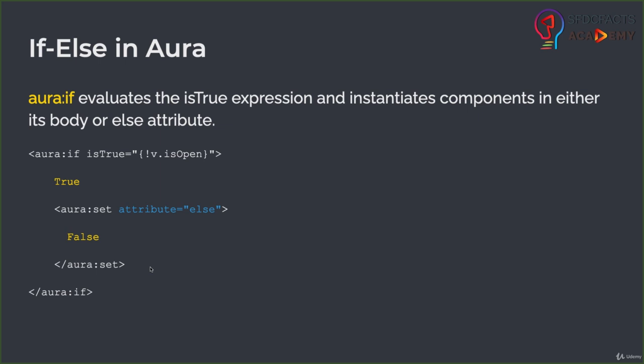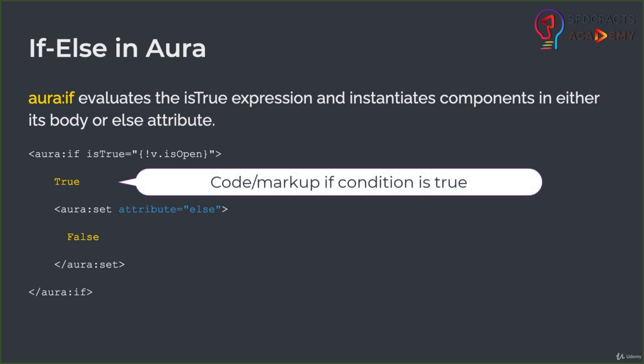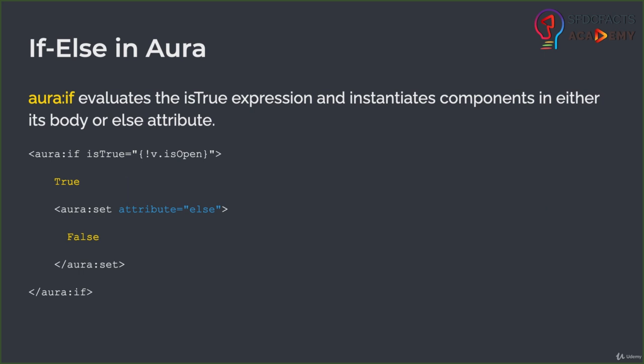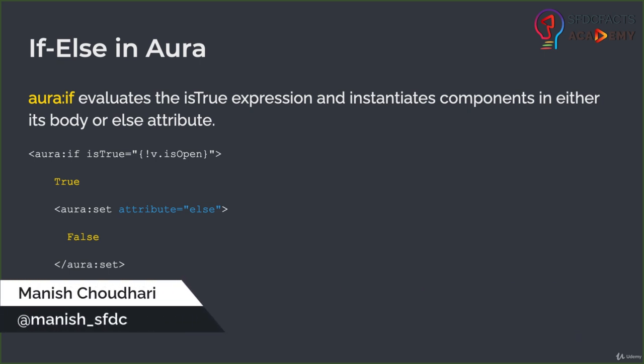You can have if-else conditions in Aura as well, and for that you need to use the aura:if component. This component has an isTrue attribute where we can define our condition or the expression that we want to evaluate. If this expression results in true, then we need to define our markup that we want to show on the UI. But if we want to have an else condition, then we can define that inside our aura:set component with the attribute equals to else.